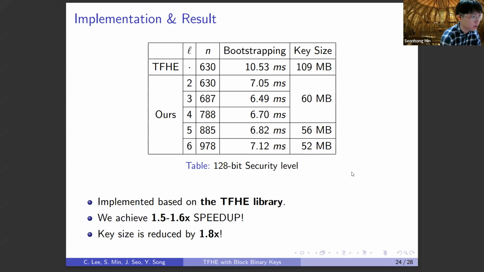One thing I want to remind is that since we reuse the randomness of the LWE secret as a part of the LWE secret, the key size is reduced to large n minus small n. So it seems that the time remains the same even if we increase L, but the key size is reduced a lot. So you also have to think of the key size when you are choosing the parameter for the block binary distribution.